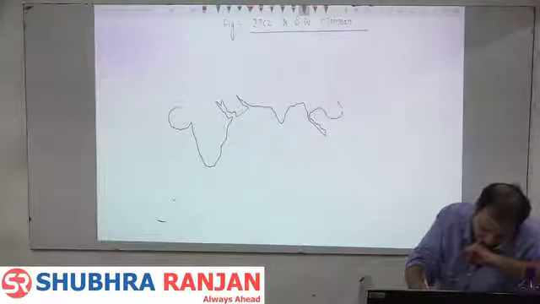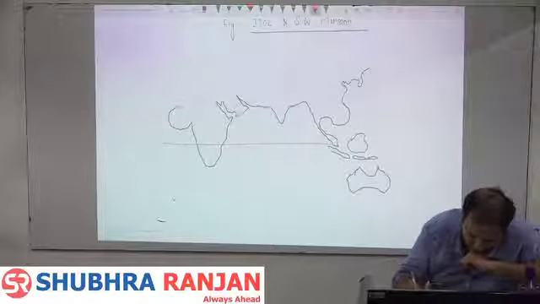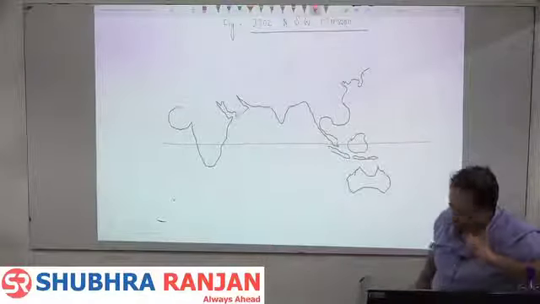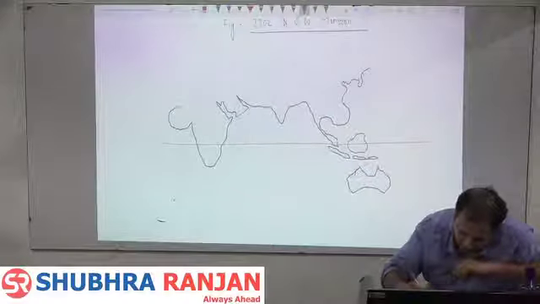Due to the southward shifting of the sun, high pressure develops over mainland India, giving rise to northeast monsoons.